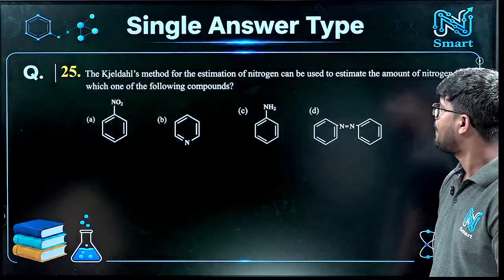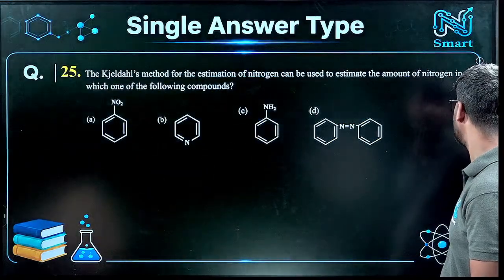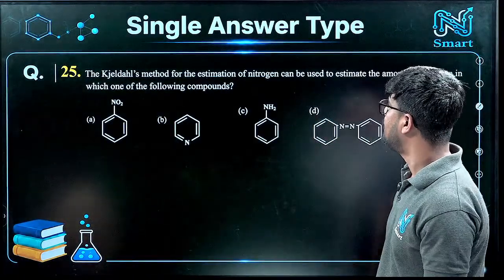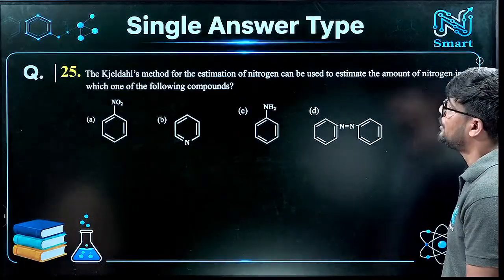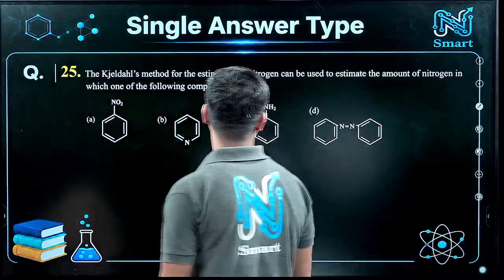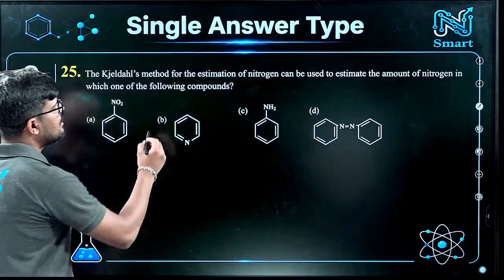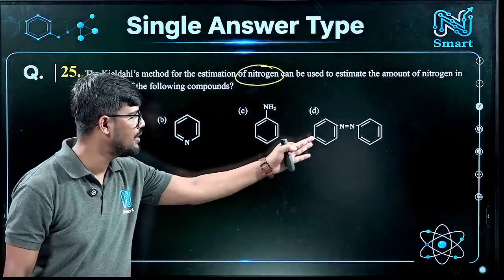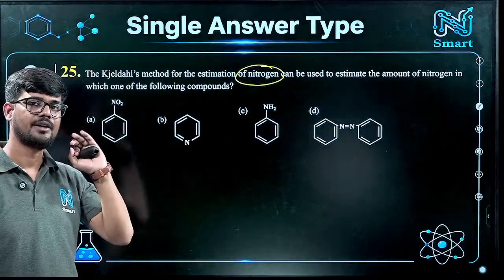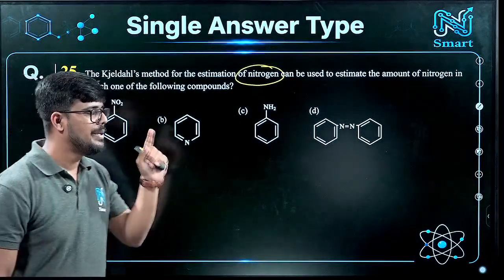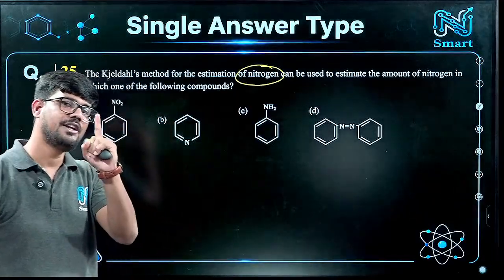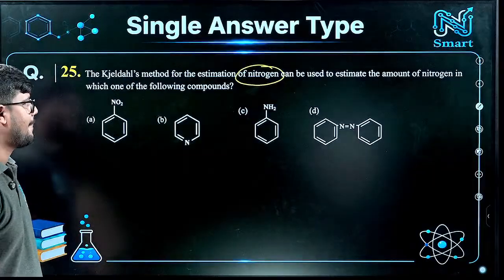Next, this one, Kjeldahl's method. This is very, very important method for the estimation of nitrogen. So in which case it will be used? See, Kjeldahl's method, it is used to estimate nitrogen. Everywhere you see, all these options they are having nitrogen, but we cannot estimate nitrogen for all of these cases. Only in one case we can estimate.